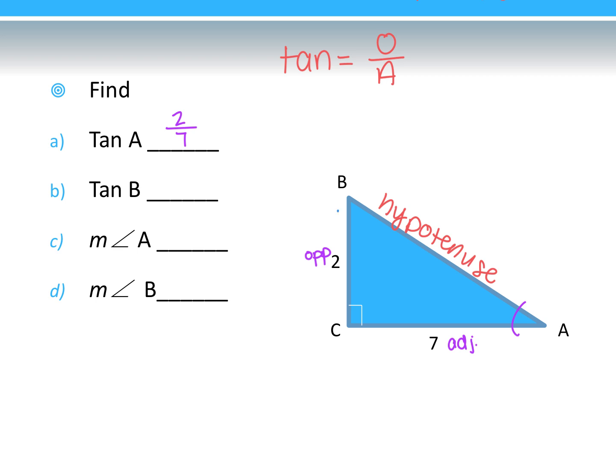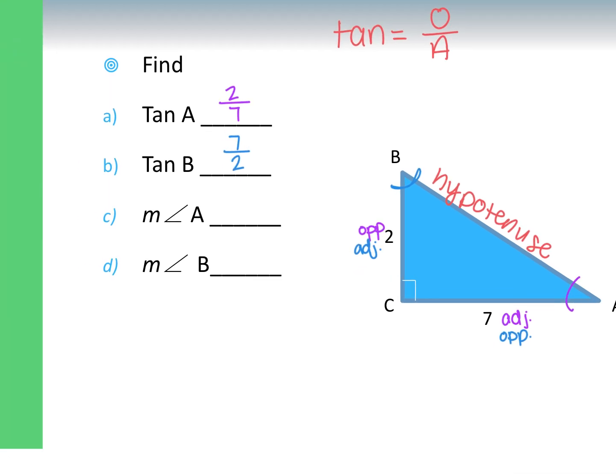And then they want me to find tan B. What's my opposite side for angle B? Good. This is now my opposite side. And then what's my adjacent side? 2. Yes. Would there be a case where it would be tan C? No. Because the angle's already given to you. It's the 90 degrees. I would never be looking for C. It's only one of the acute angles. It's always going to be one of the acute angles.